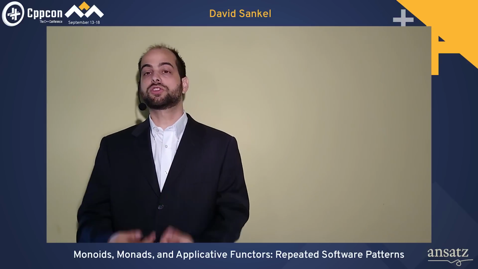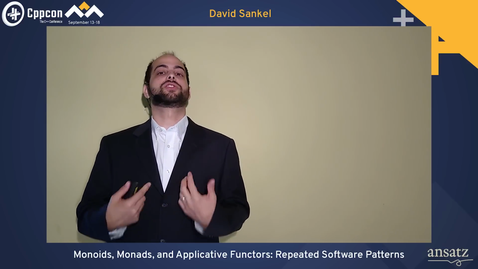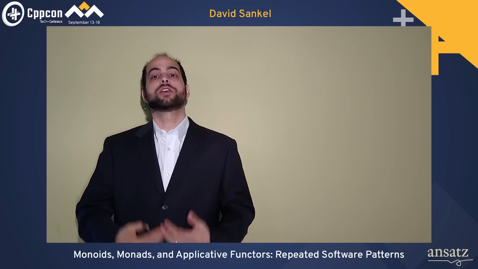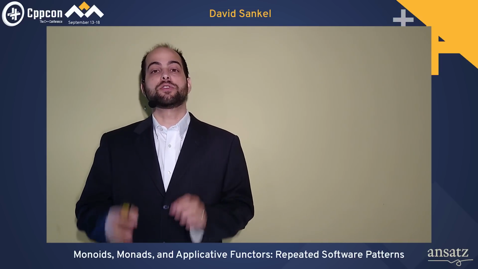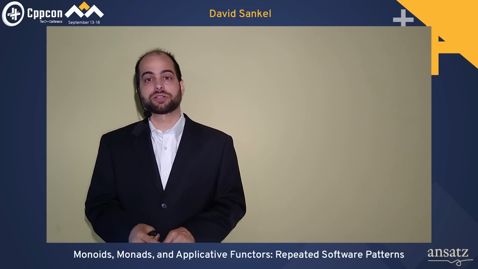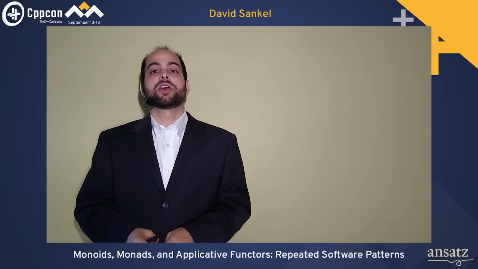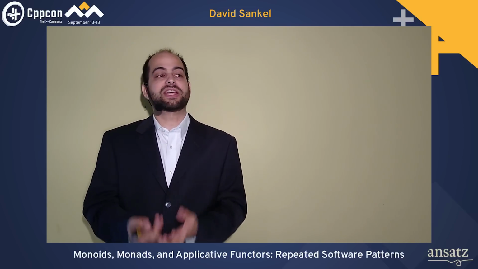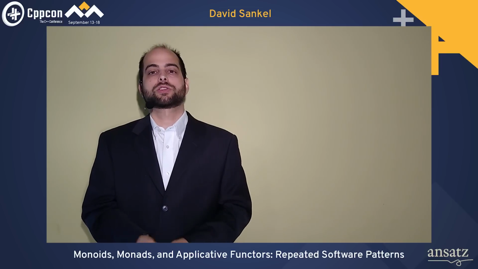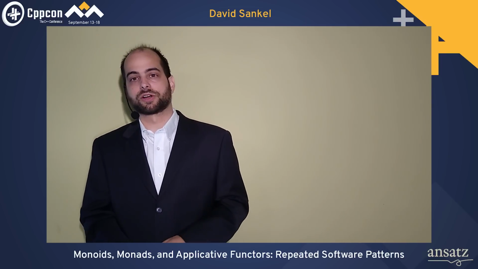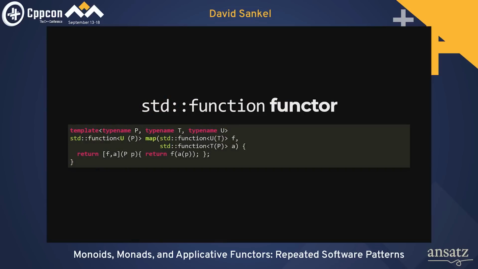What about std::function? Is std::function a functor? It turns out std::function can be a functor if you fix all the parameters of your std::function so that every single function has a fixed set of parameters, and the result of the std::function is what's changing type. So you build a new function which transforms the result of the old function. And this is what a map function would look like for a std::function functor.